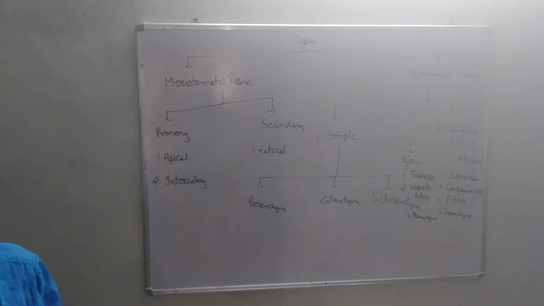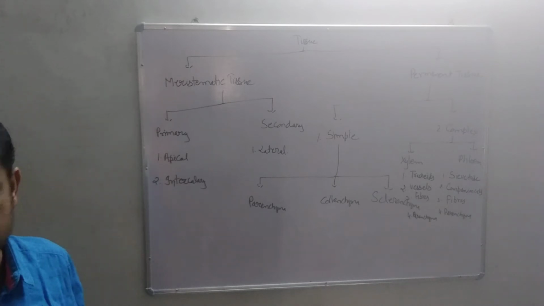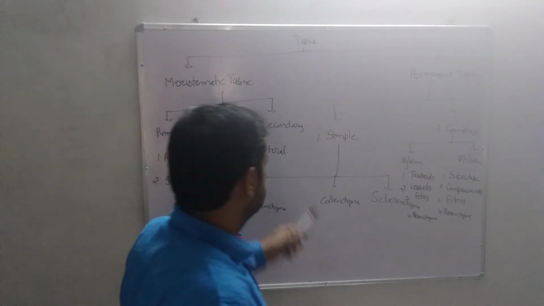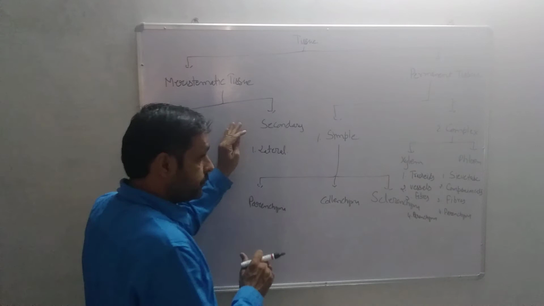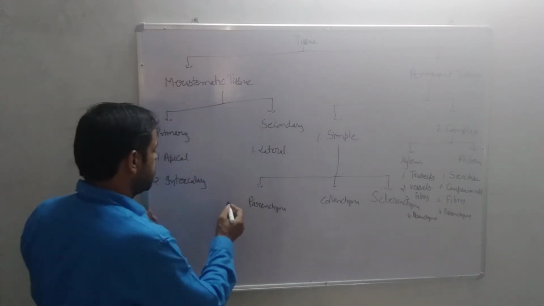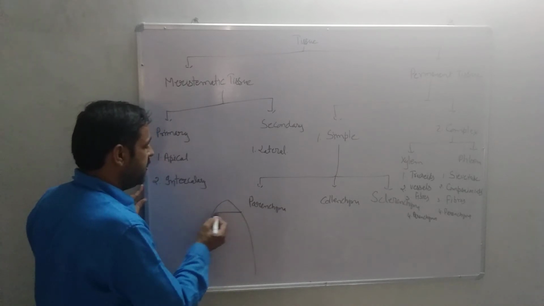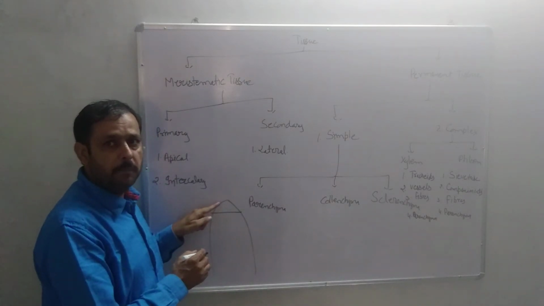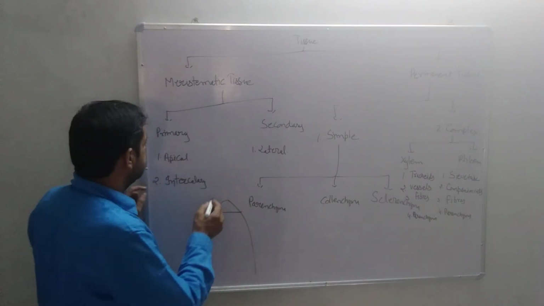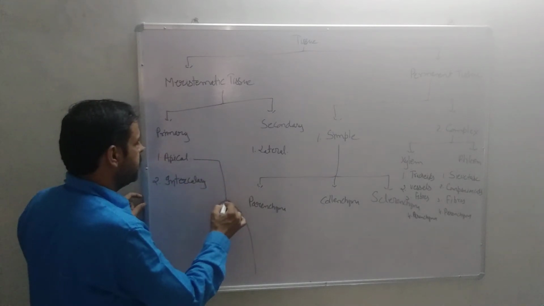They persist throughout life. They show their presence at the tips of root and stem and in the primordia of leaves. They are represented as apical meristem, intercalary meristem and lateral meristem. Whenever we look at the position of meristematic tissue, when it is found on the top of the root or stem, then it is called apical meristem.